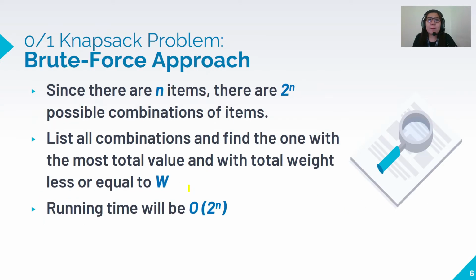So if we'll apply brute force approach in the 01 knapsack problem, since there are n items, there are 2 raised to n possible combinations of items. We will list all combinations and find the one with the most total value and with total weight lesser than or equal to W or to the maximum capacity of the knapsack. The running time will be the order of 2 raised to n.